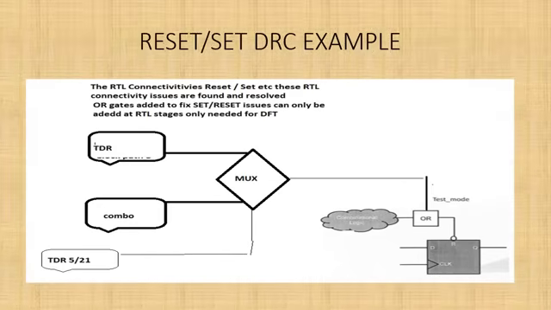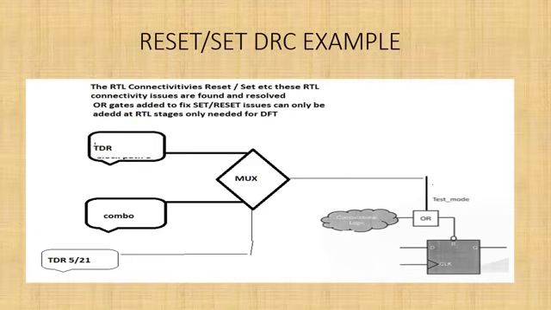Reset set and DRC example. If we see such an example here, just because of the wrong connectivity or just because of the wrong data, you may get reset DRCs. Example, consider instead of the mux select line getting connected to TDR5, which is always 0, it is getting connected to TDR21, which is always 1.